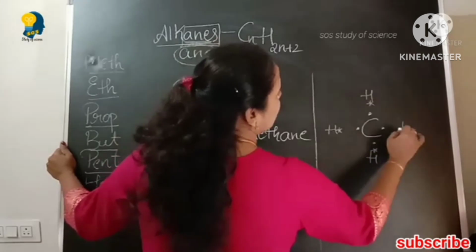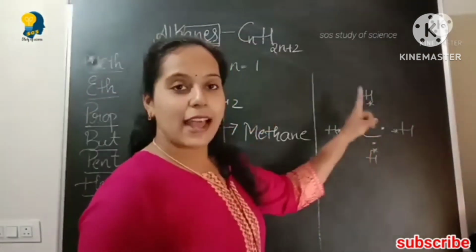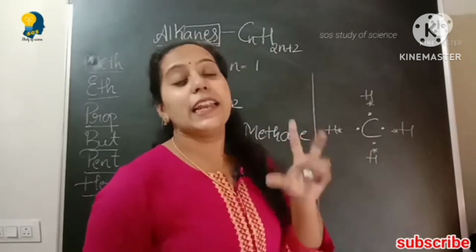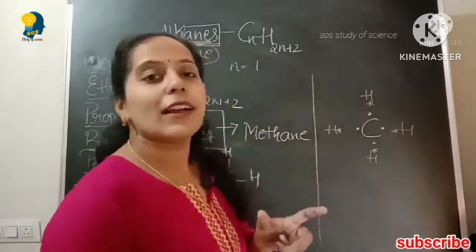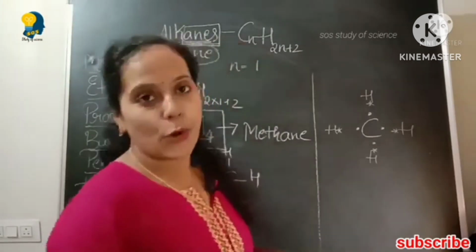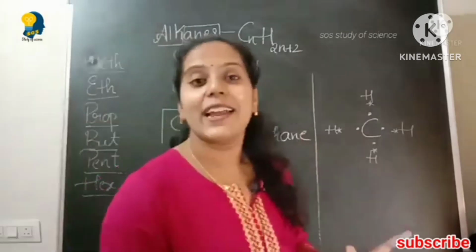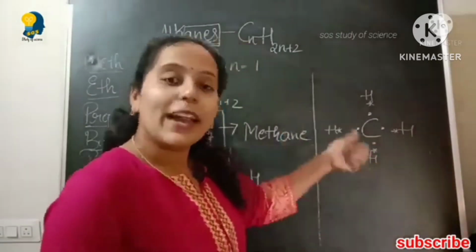Okay, so you can see now the carbon, as it has 4 valence electrons, it needs 4 more valence electrons to obtain the stability. So what does the carbon do? I told you that carbon cannot donate or cannot receive. Instead, what does carbon do? Carbon will share the electrons. By sharing, it is creating what kind of bond?